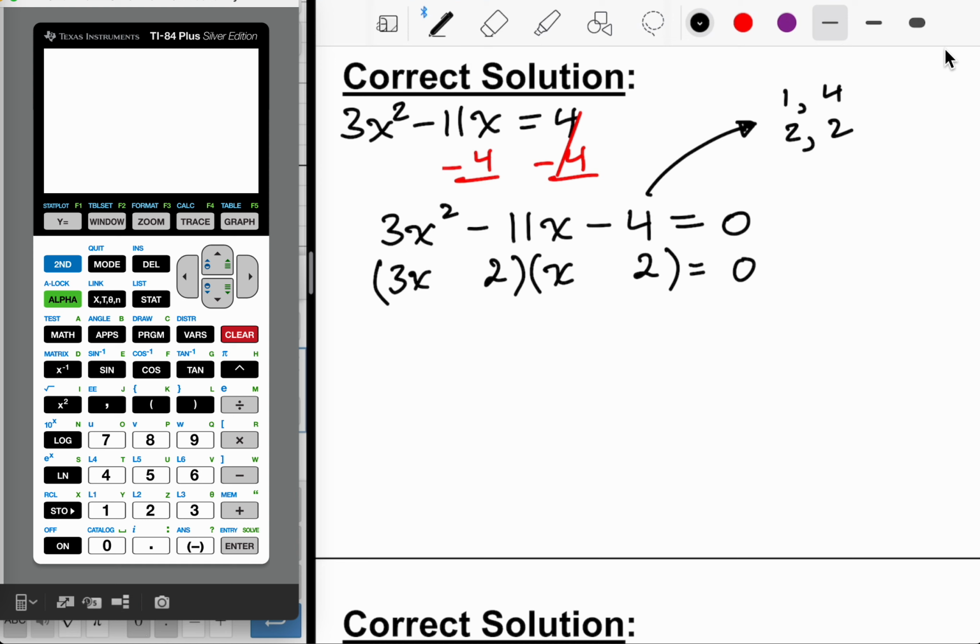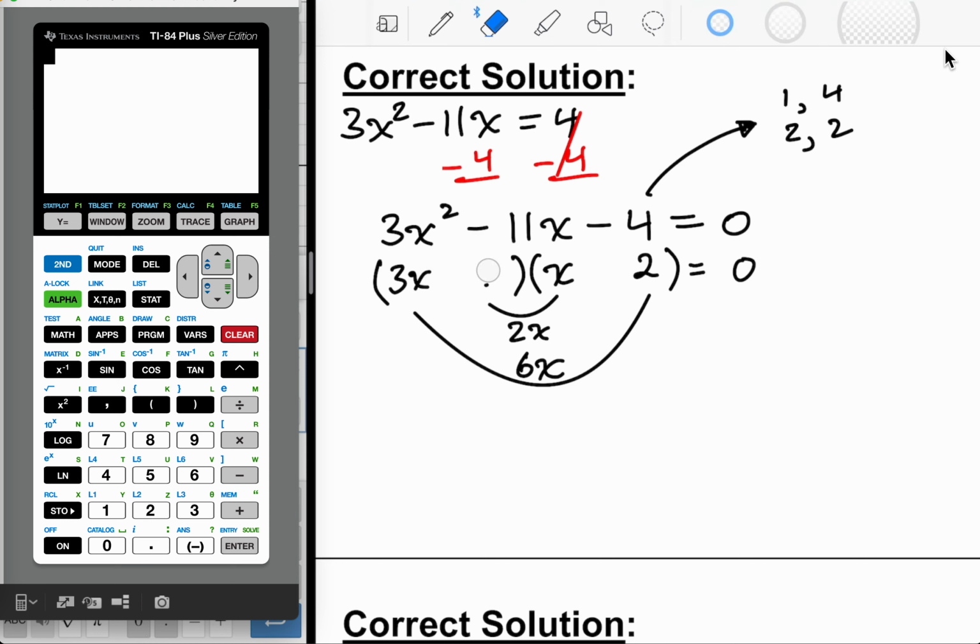I use my arc diagram to verify. 2 times x is 2x. 3 times 2 is 6, so 6x. There's no combination of positives and negatives that's going to get us from 2x and 6x to a negative 11x. So those can't be the right factors or the right constants. So I'm going to get rid of the 2 and the 2. That's not a winner.